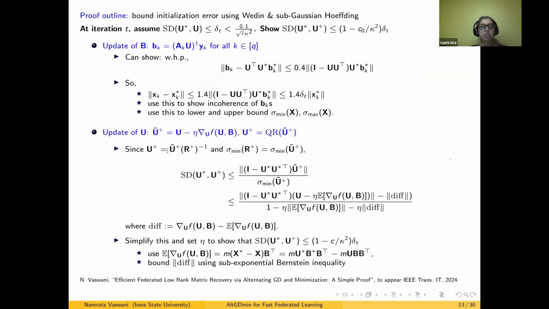Roughly speaking, you're using linear algebra. You're using the fact that the minimum singular value of R plus is the same as the minimum singular value of U tilde plus, which is here. So roughly speaking, there's careful linear algebra to get the desired form of bounds, followed by use of the sub-exponential Bernstein inequality.